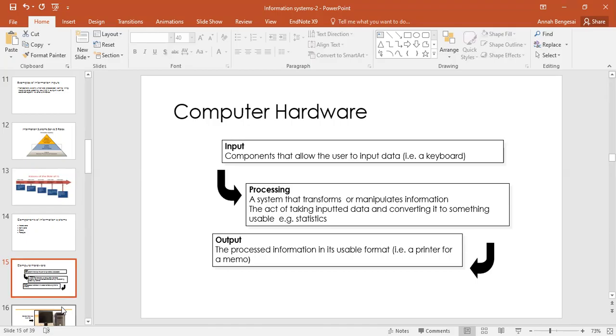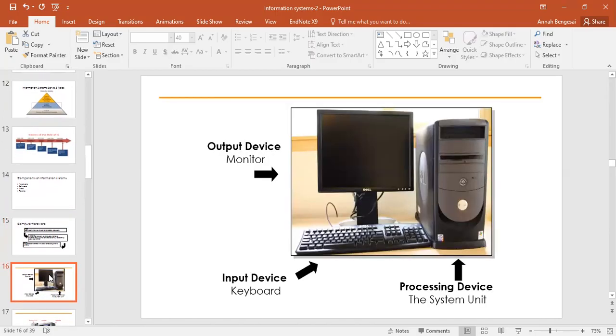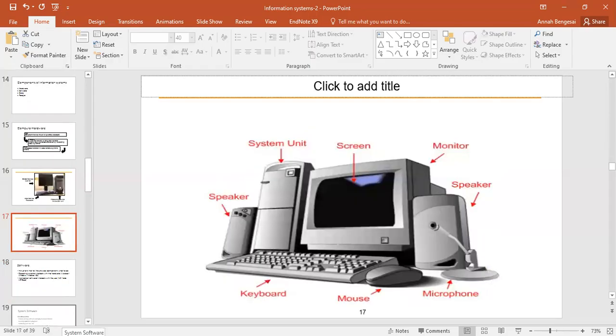So hardware, in other words, simply refers to the physical components of a computer, like your keyboard, which is one input device, your monitor, which is an output device, or your central processing unit, which is your processing device. Other examples of hardware: you've got speakers, you've got the screen or the monitor, you've got the mouse, microphones. All these are examples of computer hardware.